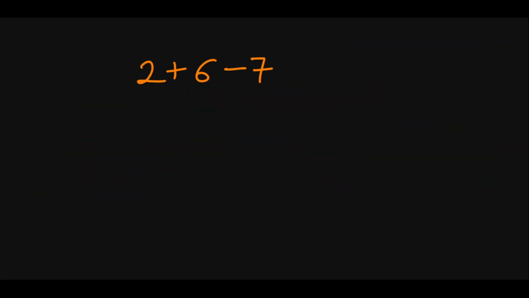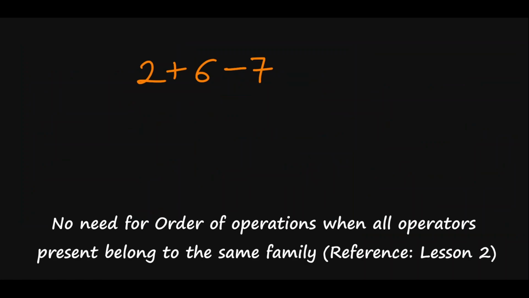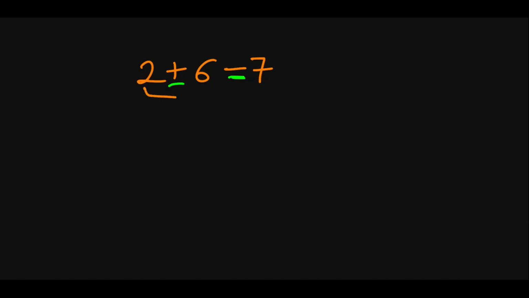Look at this question again. Let us now solve it. 2 plus 6 minus 7. With the concepts we've learnt, you don't need BODMAS in a question like this because all the operators are siblings. Plus and minus are siblings. They are from the same family. So BODMAS is irrelevant here. It's not going to change your answer. All you need to do is add and subtract as you see it, or any way that is convenient for you. So if we say 2 plus 6, that gives us 8. Then 8 minus 7 gives us 1.